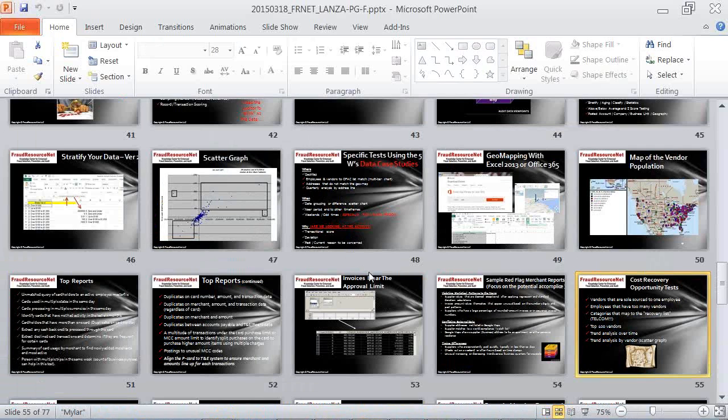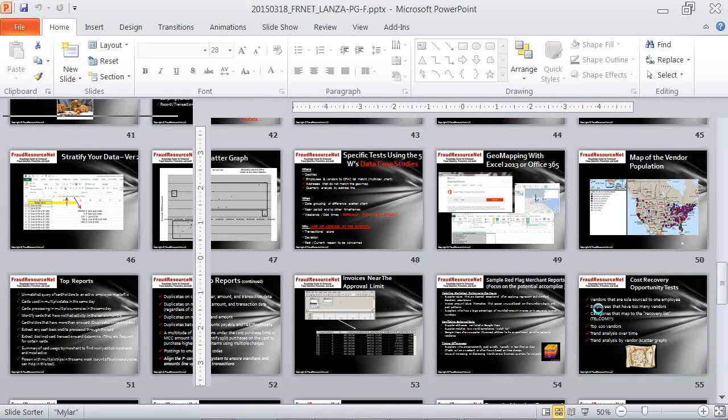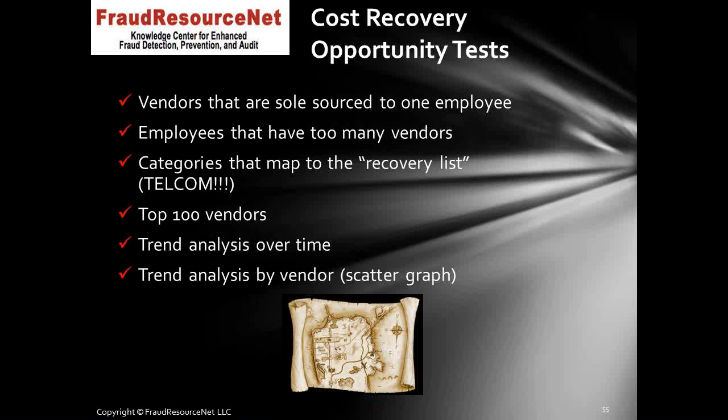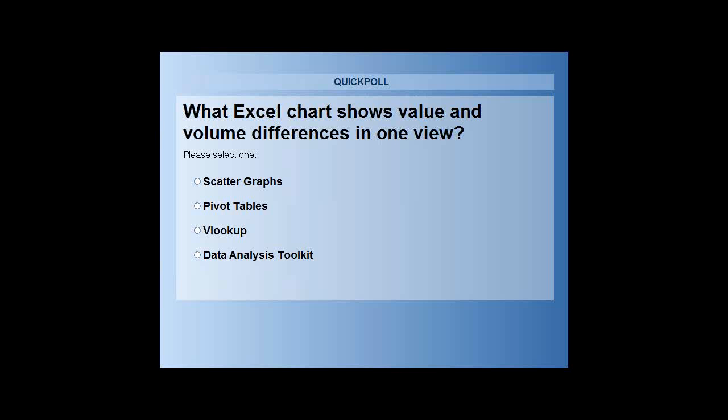I still think that's something you could build via a pivot table by looking at the two years over time, and then using that scatter chart to show the volume and value in one place. That's the trend analysis by vendor scatter graph. So with that, let me dive into the next polling question.